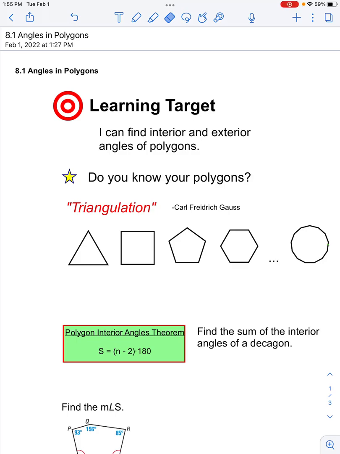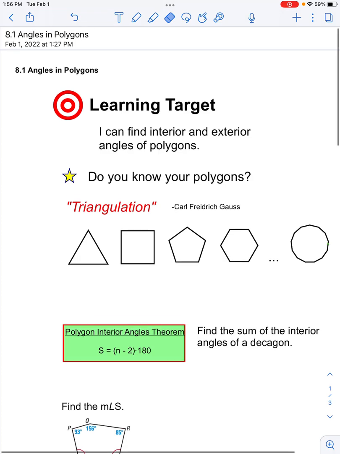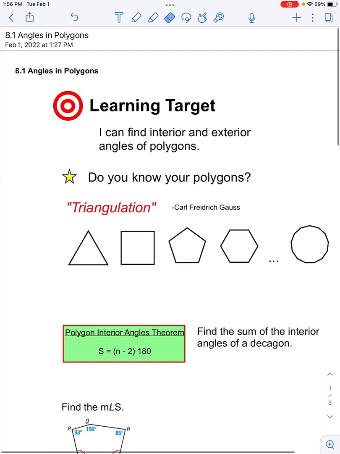All right, as we look at Unit 8, we're going to be talking about interior and exterior angles of polygons. So again, double check that you know your polygons. Here we've got a triangle. Four sides would be like a rectangle or a square. Five is a pentagon. One, two, three, four, five, six is a hexagon.